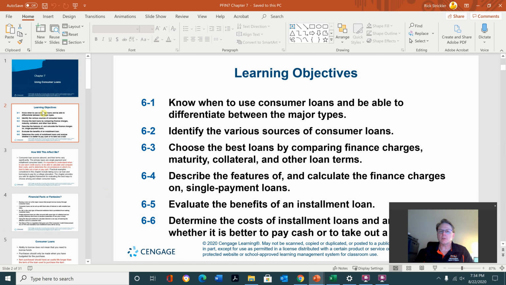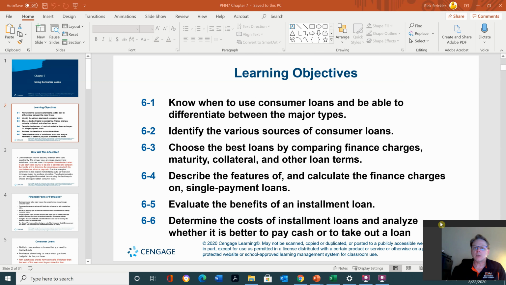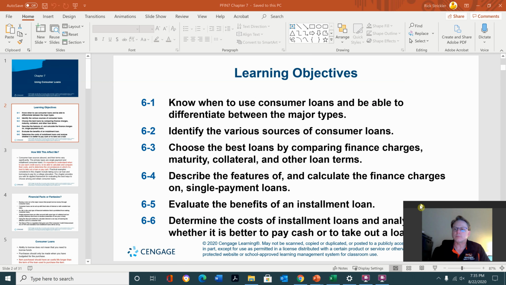Learning objectives of this chapter include: know when to use consumer loans and be able to differentiate between the major types, identify the various sources of consumer loans, choose the best loans by comparing finance charges, maturity, collateral, and other loan terms, describe the features of and calculate the finance charges on single payment loans, evaluate the benefits of an installment loan, and determine the costs of installment loans and analyze whether it is better to pay cash or take out a loan.